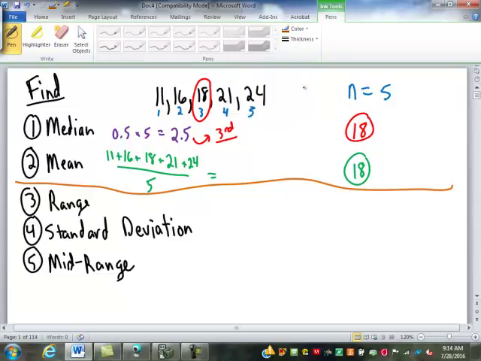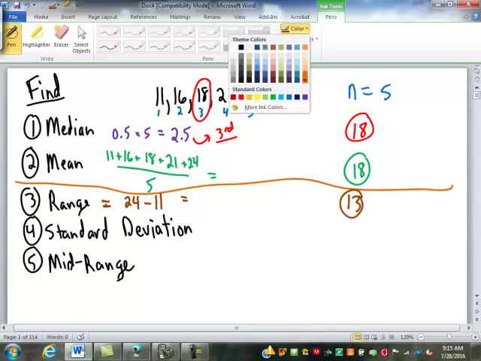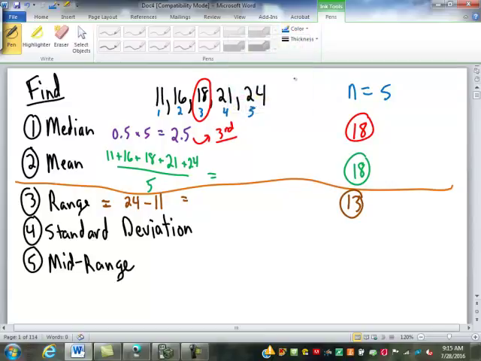Now for the range, how do we find the range? It's the largest number, which is the 24, minus the smallest, which is 11. Gives us a range of 13. How many of you had 13 for the range? Good deal. Now before I do the standard deviation, I'm going to jump down and do the mid-range.